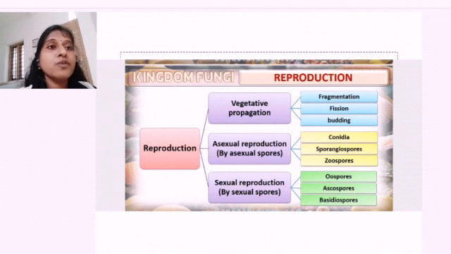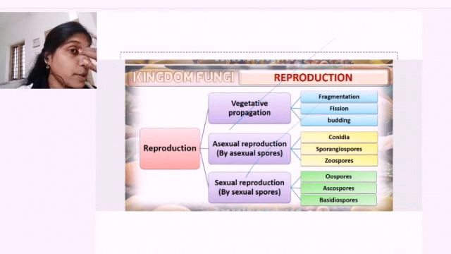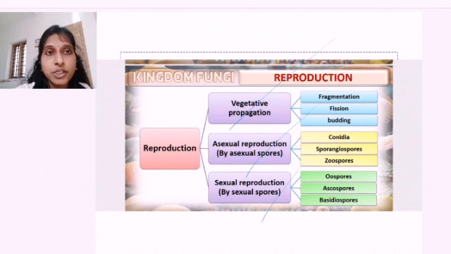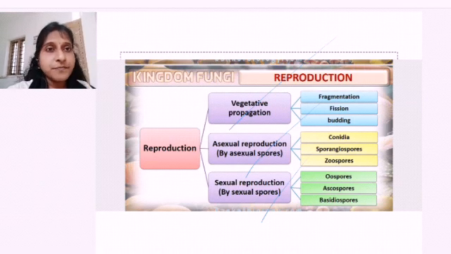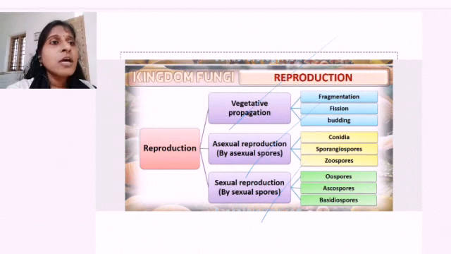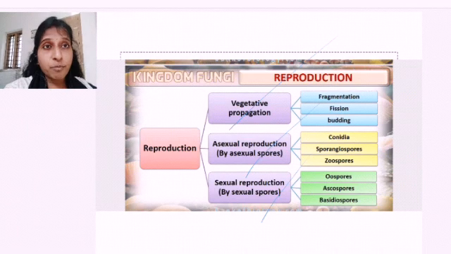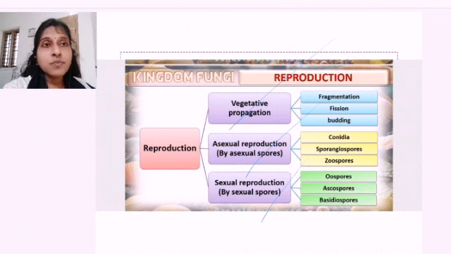Now moving on to reproduction in fungi, it can be of three types. What are the three types of reproduction? One is vegetative propagation, second is asexual reproduction, and the third is sexual reproduction. In vegetative, only the parts are involved, the hyphae as such. No sexual combination is taking place, no spores are formed, no gametes are involved.